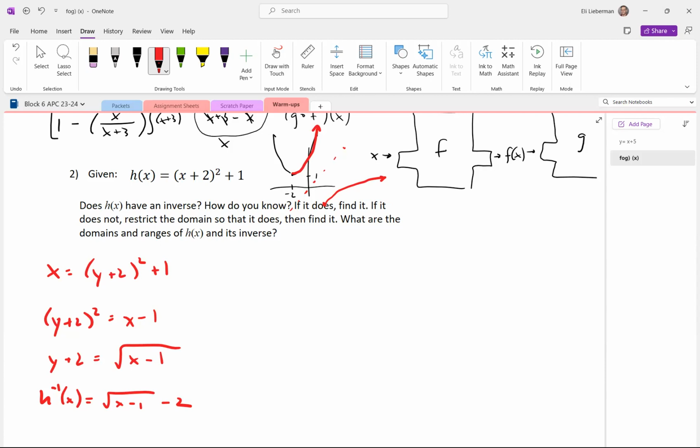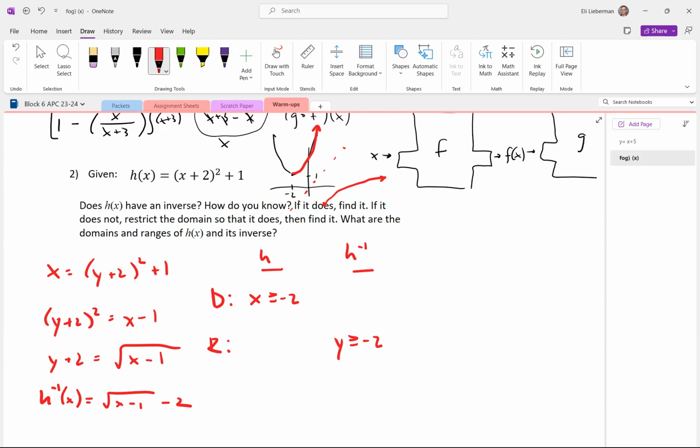So let's talk about domain and range for this, make sure that it makes sense. For h and h inverse, the domain that we chose was, as Elika said, x is greater than or equal to -2, which means for the inverse, the range should be y is greater than or equal to -2. Does that match what we've done so far? Yeah. It's kind of perfect, isn't it?